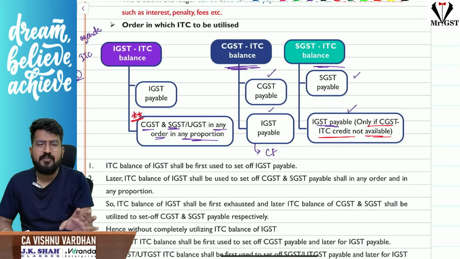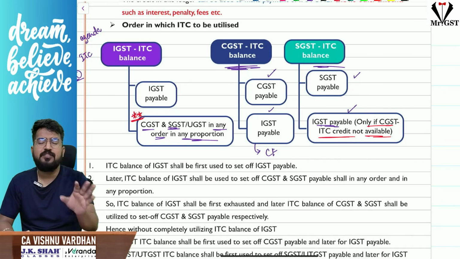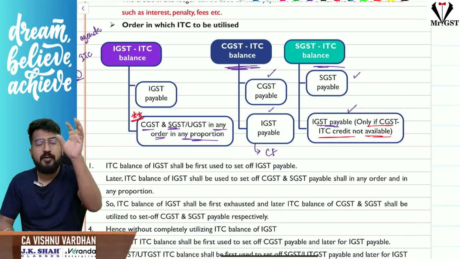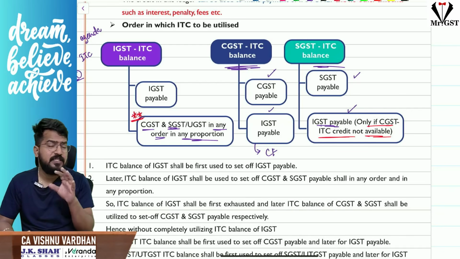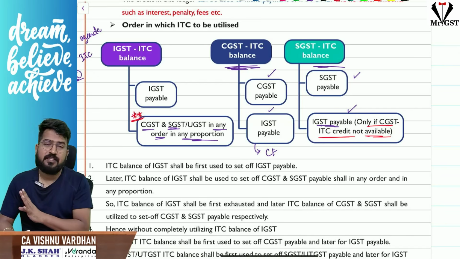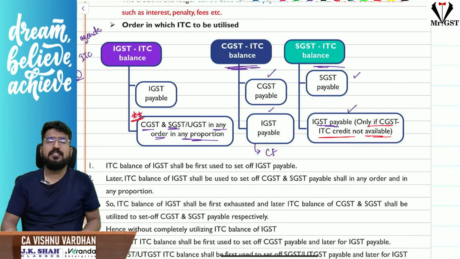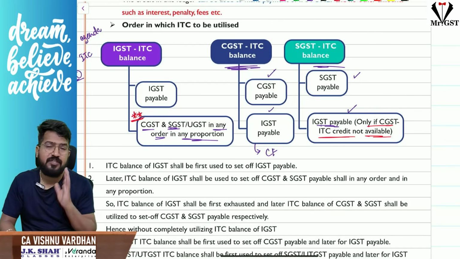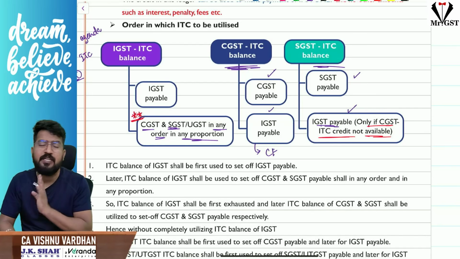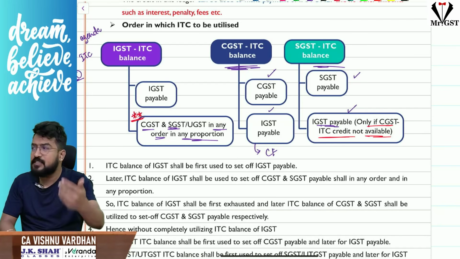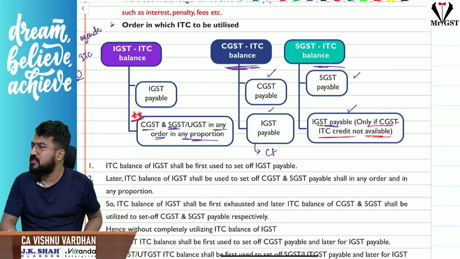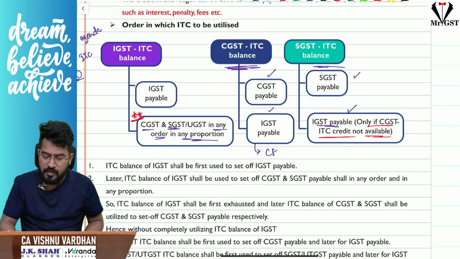So IGST ITC first, make it 0, then only come to CGST ITC. Once fully completing CGST ITC rules, then come to SGST, then automatically you will be following this condition. That means simple, if there is already CGST ITC balance to help IGST payable, then why would you help him like that? For SGST, the question will come to picture. So SGST can help IGST payable only if CGST balance is over. Hope it is clear for you. Am I clear?